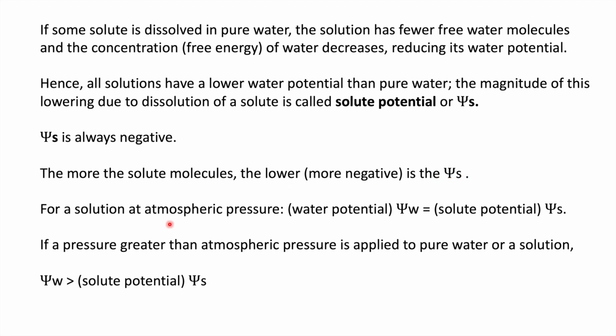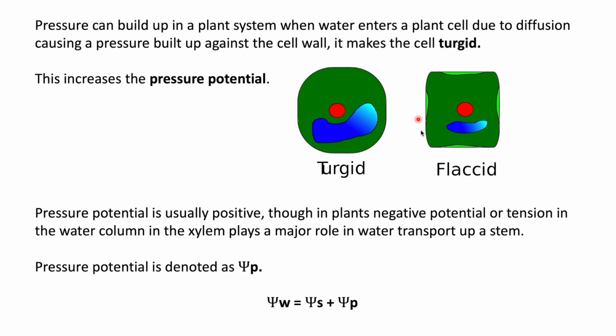So for a solution at atmospheric pressure, the water potential will be equal to the solute potential. If pressure is greater than atmospheric pressure, the water potential will be high compared to solute potential. And in a plant system, what is this pressure and where does this pressure come from? Now see this picture.